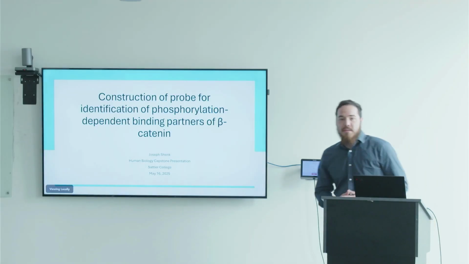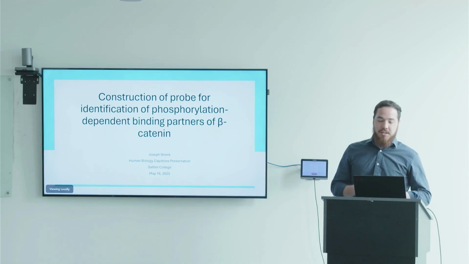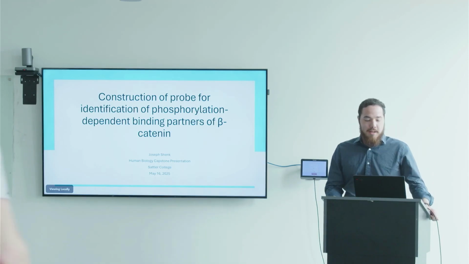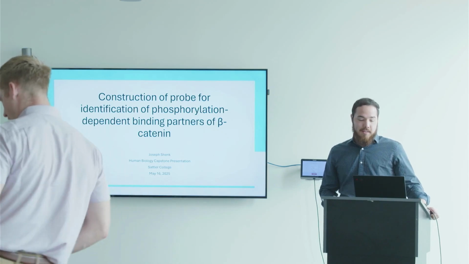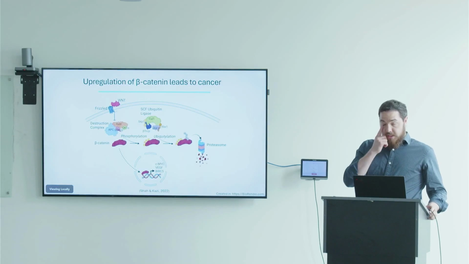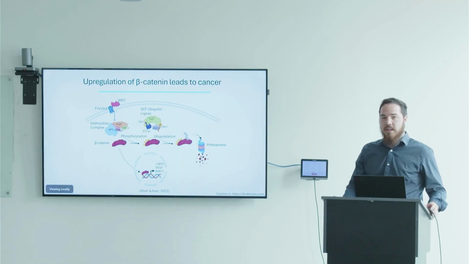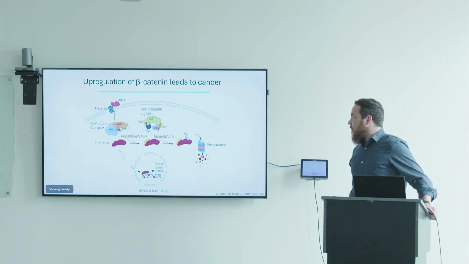Yes, so my capstone was working with the construction of a probe for the identification of phosphorylation-dependent binding partners of beta-Catenin. So I'll start by just simply talking about what beta-Catenin is. Beta-Catenin is a protein in the Wnt pathway.